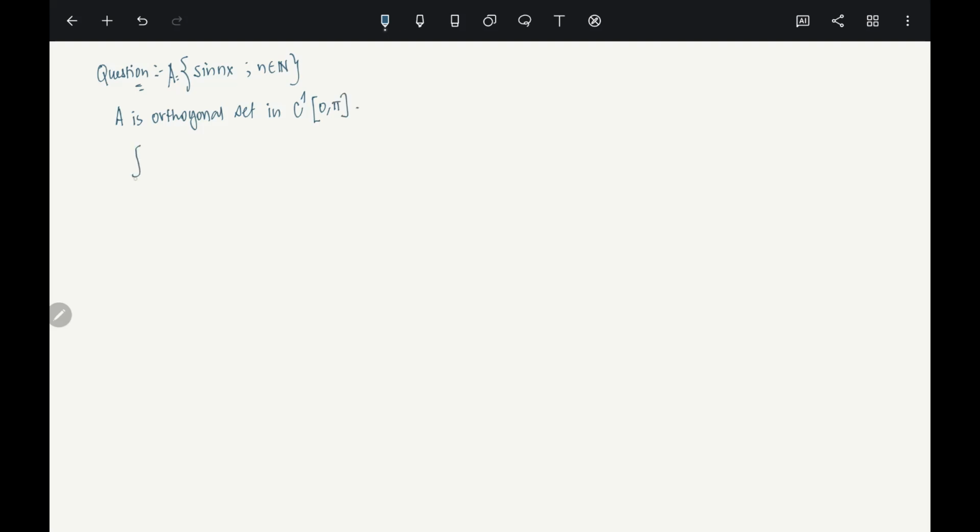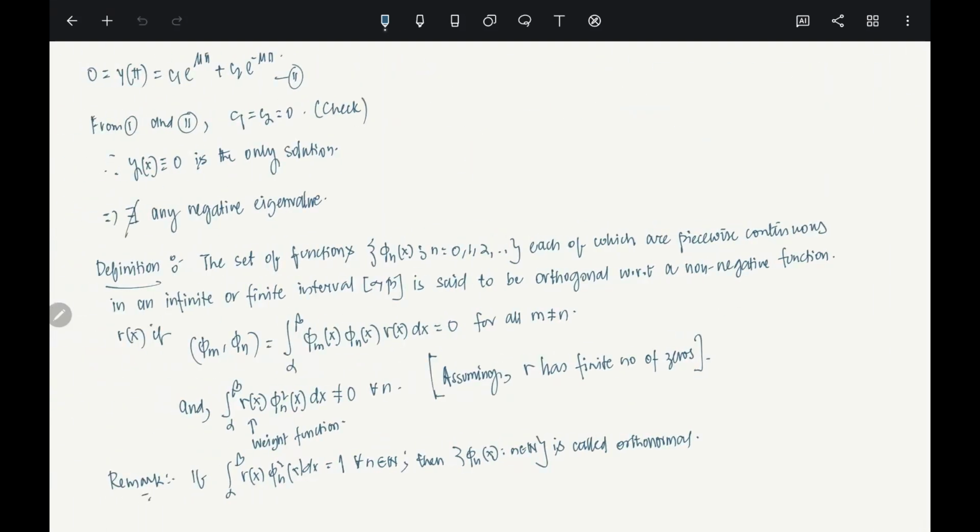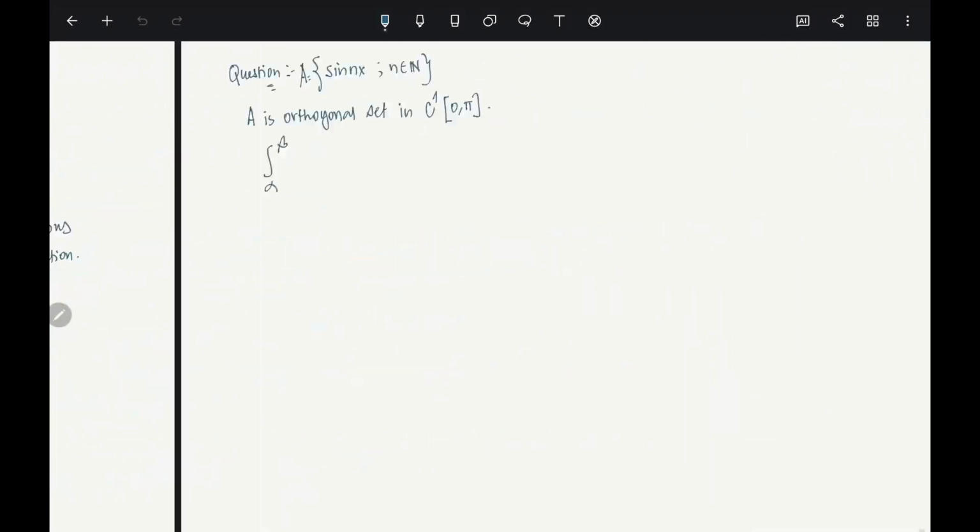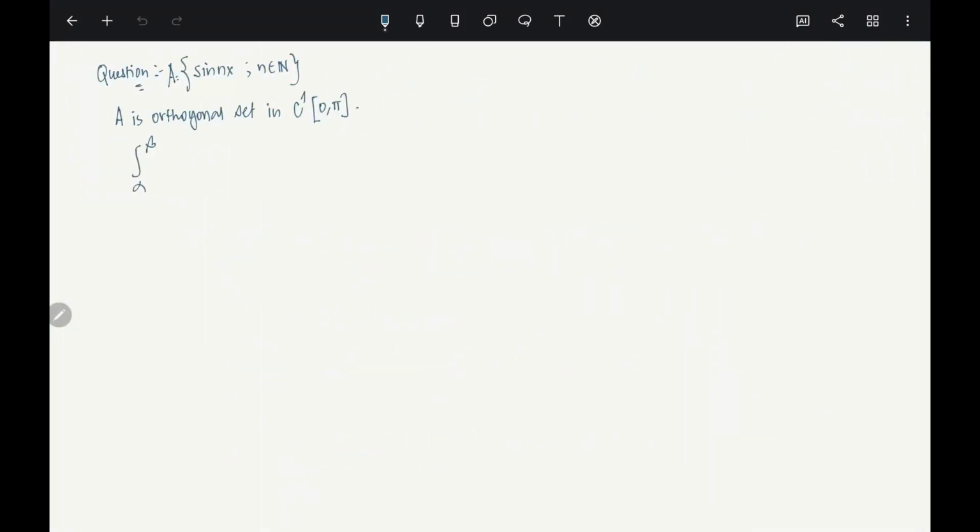In this case, R is 1. So it is orthogonal with respect to the weight function R, which is identically equal to 1. R has to be non-negative, that's the only condition, and it has to have a finite number of zeros. If R is 1, all of those conditions are satisfied. So this is an orthogonal set with respect to the weight function 1.